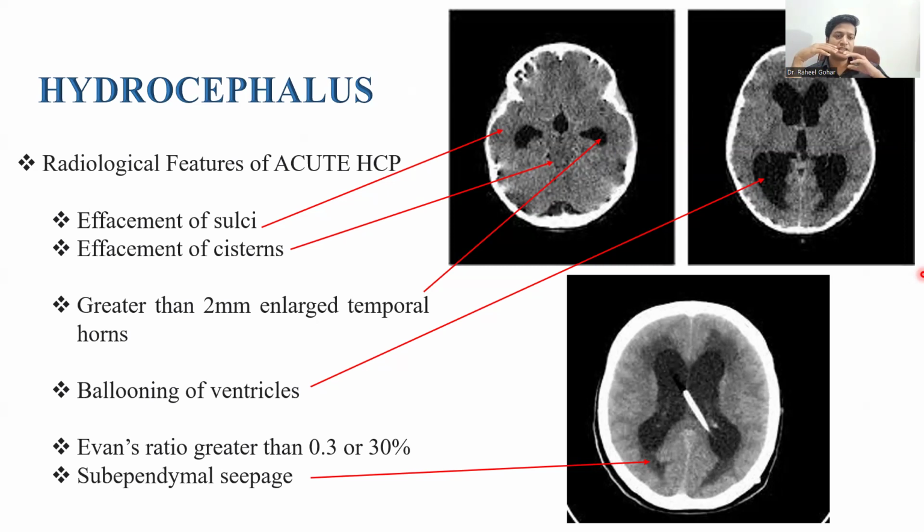It is producing the signs and symptoms of the raised ICP, and we are going to go and treat it. Now there are two types of hydrocephalus. It can be acute, it can be chronic. If it is chronic, we can give it time, and we can see our options.